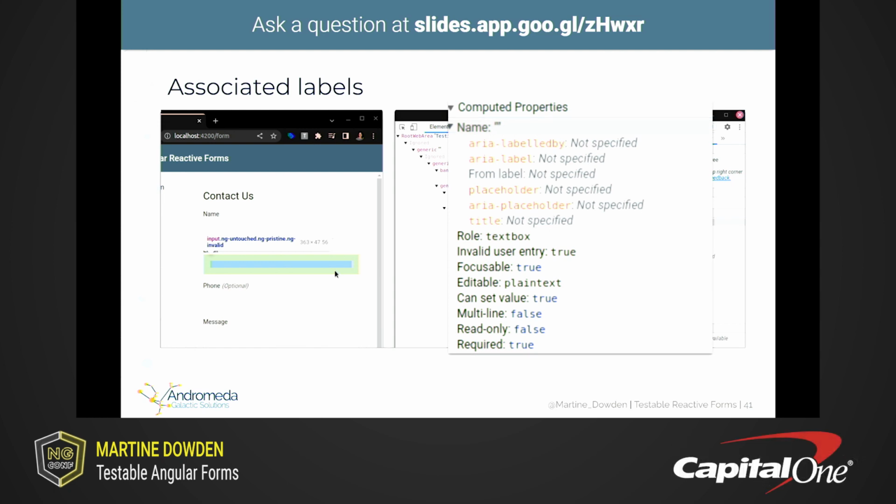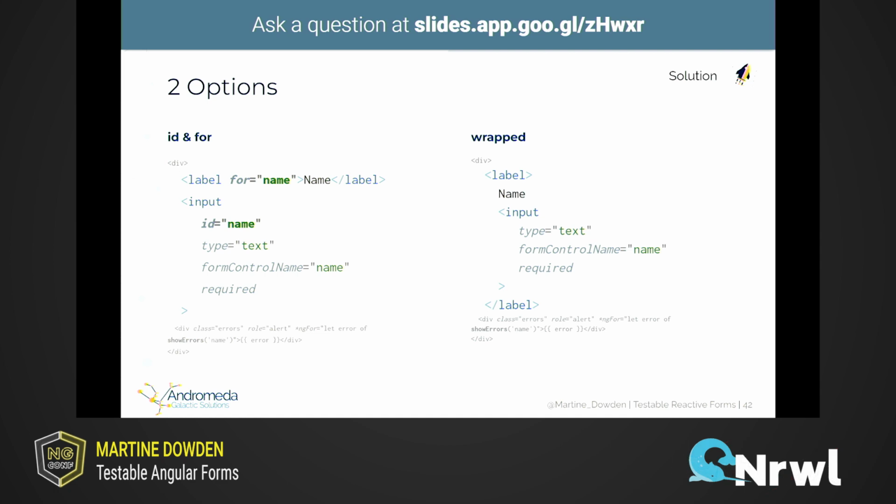So how do we fix it? Because everything is pretty much not specified. So it's kind of like, here's a blank field, good luck. It's the guessing game. So there's 2 ways we can fix it. We can do a for an ID, or we can wrap the input inside of the label, because that automatically associates the 2, right? Because they're wrapped. So those are the 2 ways that you can go ahead and fix that.